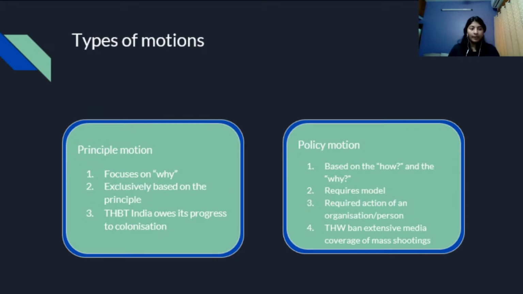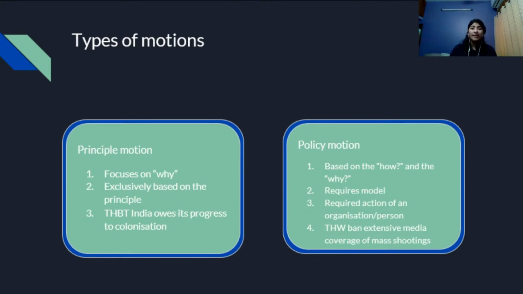Okay, now that we know how to make a case, let's move on to the types of motions there are. There are two types of motions mainly. One is principle and the other is policy. After I explain this, I want you to tell me what type of motion the one I told you all this while is: this house believes that animal testing should be banned. What type of motion is it? Tell me after I finish explaining this. Let me know in the comments below.